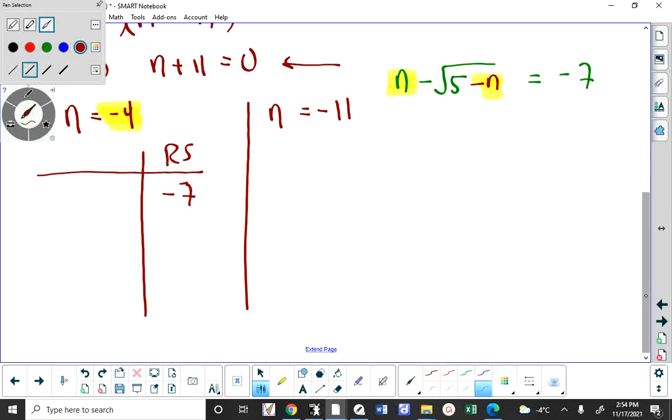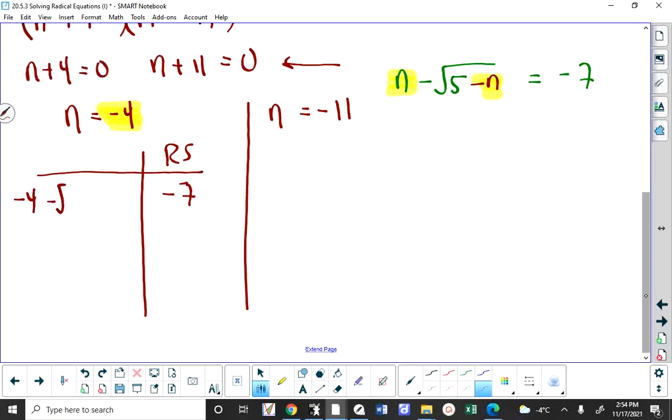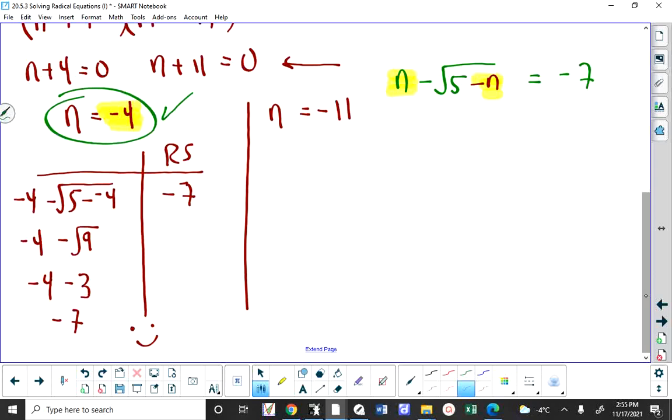So we're going to get negative 4 minus the square root of 5 minus negative 4, which will give us negative 4 minus the square root of 9. Okay, so it's minus in front of the square root. It's not plus. We have to go with what the equation said. So this is negative 4 minus 3, which is negative 7, which makes us, well, as happy as you can be in solving a radical equation in the last period of your grade 11 math class. Makes us happy. Left side equals right side. What does that mean? It means that n equals negative 4 is an answer.